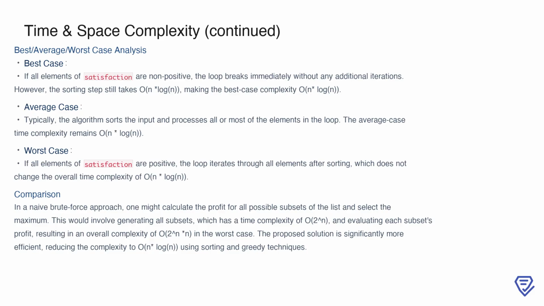By comparison, a naive brute force approach would involve generating all possible subsets of the array, which has a time complexity of O(2^n). Evaluating the profit for each subset adds another factor of O(n), resulting in an overall complexity of O(2^n * n). The proposed solution is far more efficient, reducing this exponential growth to O(n log n), by leveraging sorting and a greedy strategy.